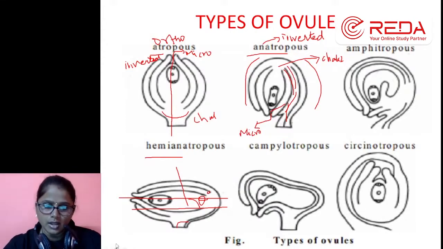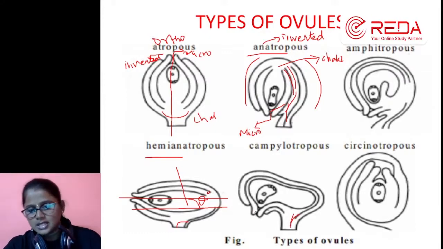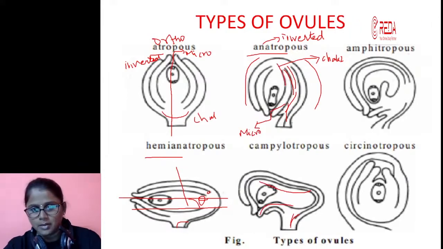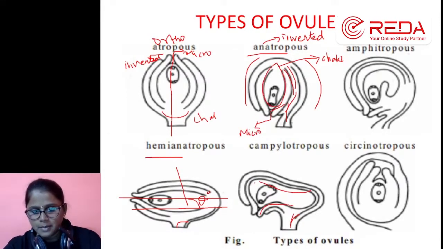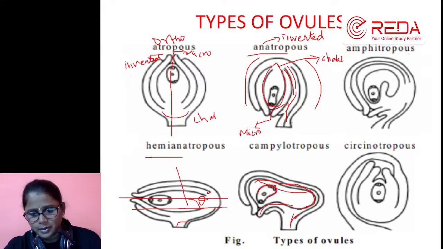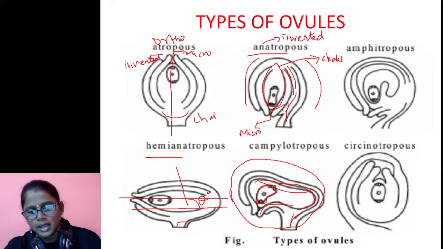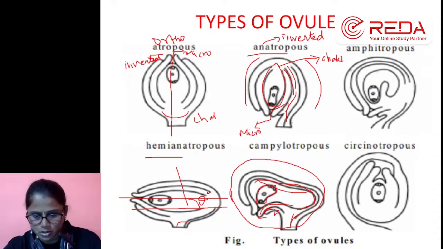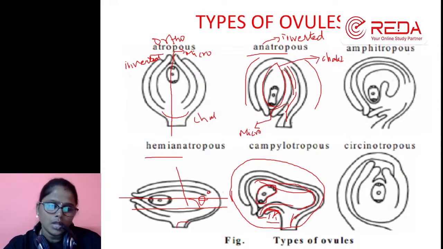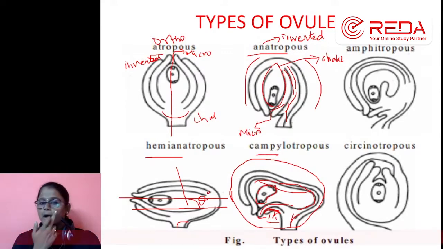Here you could see very clearly the campylotropous. This is the funicle region, and you could see the slight curve, the bend. It is not exactly oval like here; there is a bend seen on the integument, and the embryo sac also looks slightly curved. The placenta is here, where the funicle attaches. Very close to the funicle are the micropyle and hilum, almost curved and bent, oriented towards the placenta. That is called the campylotropous type of ovule.